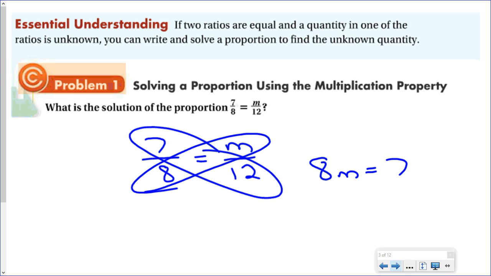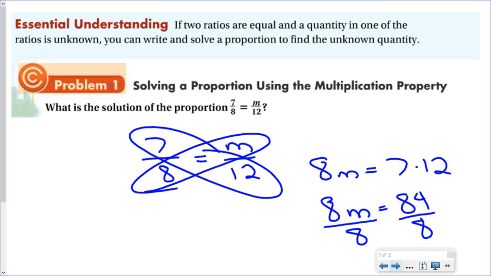Now, I'm going to write this out. Usually I don't. Usually, I just go and take 7 times 12 right away in the calculator. So you could have gone straight to 84. So 8m equals 84. Divide by 8, divide by 8. M equals, looks like 10.5.